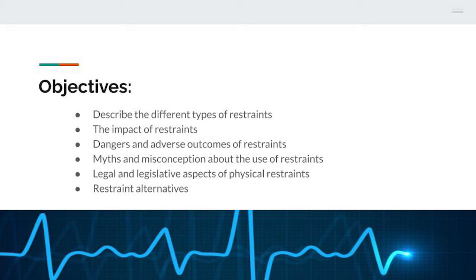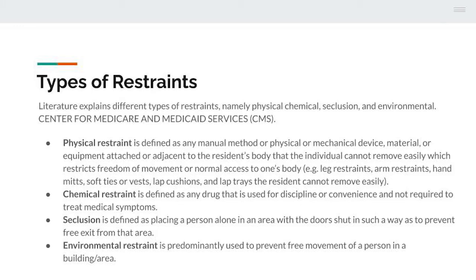So, what comes to mind when we think of restraints? The immediate image that came to my mind was somebody in a straitjacket. However, there are many different types of restraints. Literature explains different types of restraints, namely physical, chemical, seclusion, and environmental.